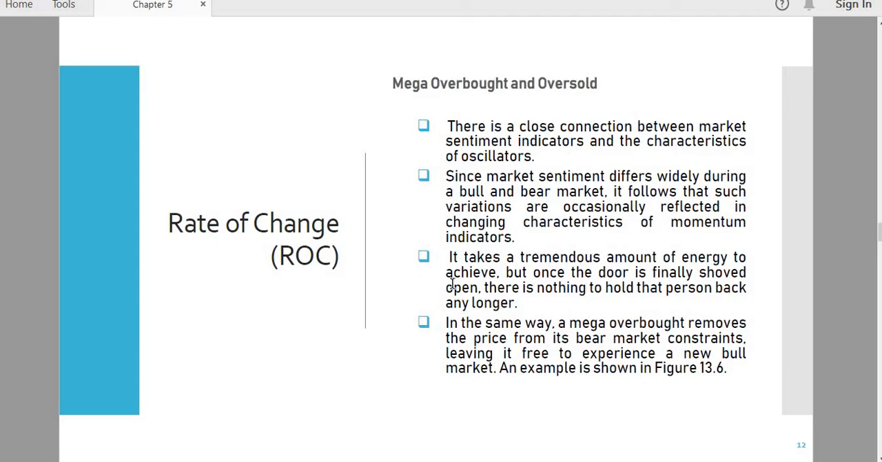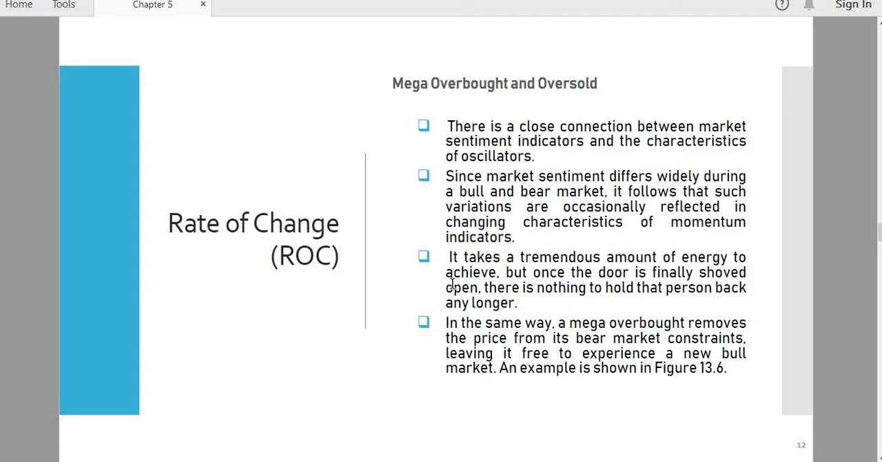And then in ROC we will also look into the mega overbought or oversold situation. So what is the meaning of mega overbought and oversold? There is a close connection between market sentiment and the characteristics of an oscillator. Since market sentiment differs widely during a bull and bear market, such variations are occasionally reflected in the changing characteristics of the momentum indicator.